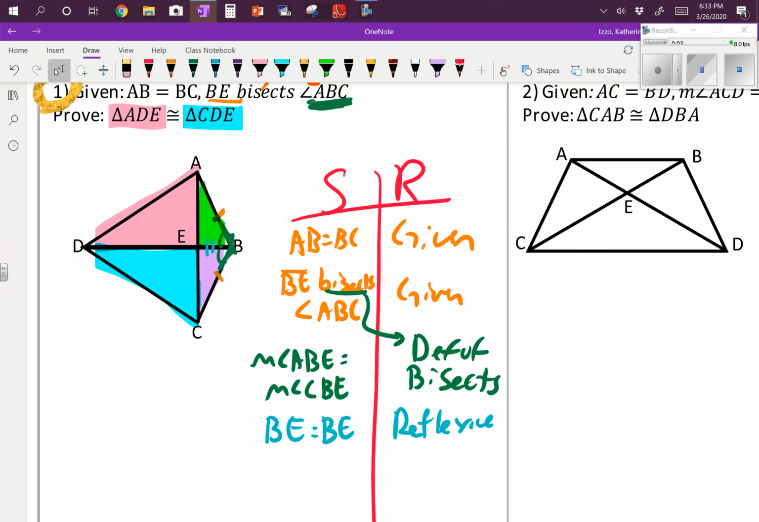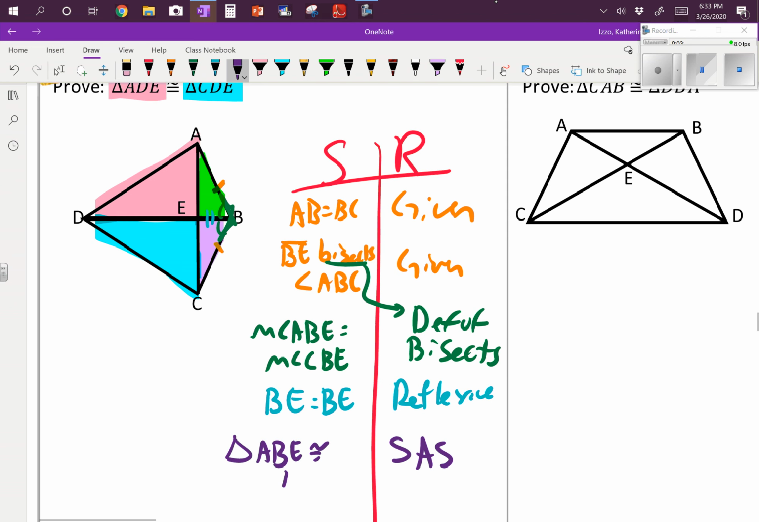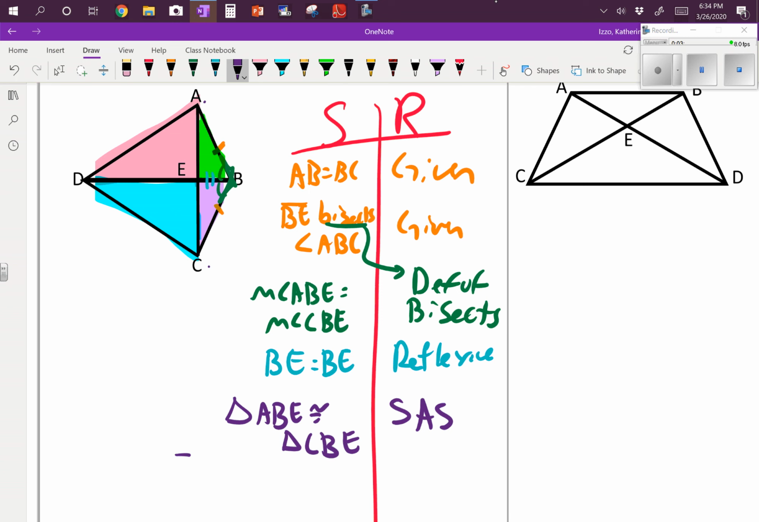At that point, we can prove the green and the purple triangles are congruent. So I'm going to say these triangles by side, angle, side, because the angle is wedged between my two sides. It's trapped between my two sides. I'm going to go triangle ABE is congruent to triangle CBE. A matches with C, B matches with B, and E matches with E.